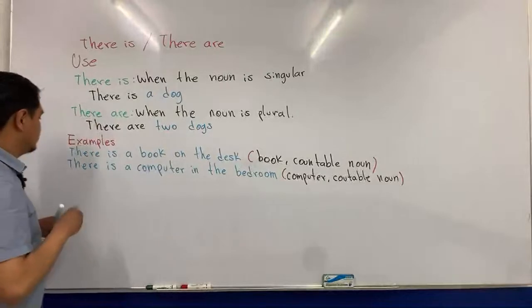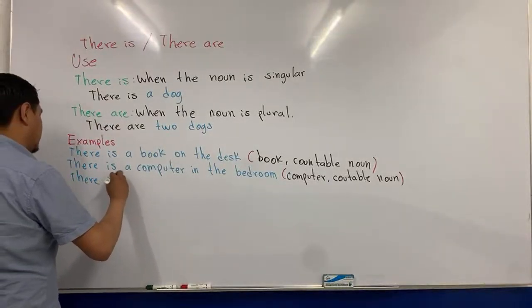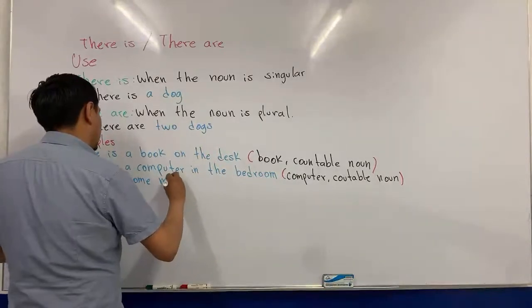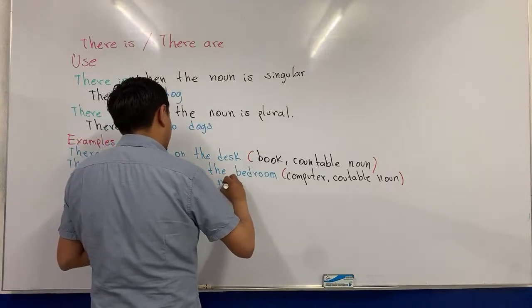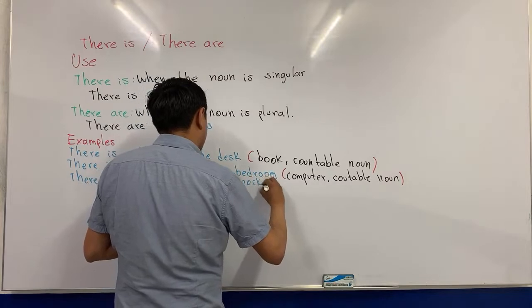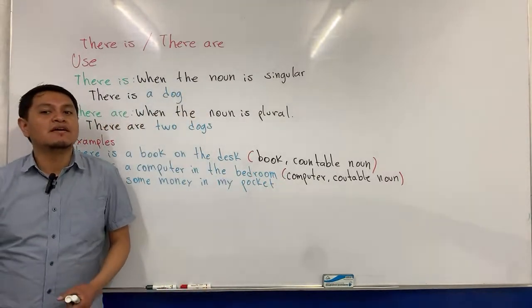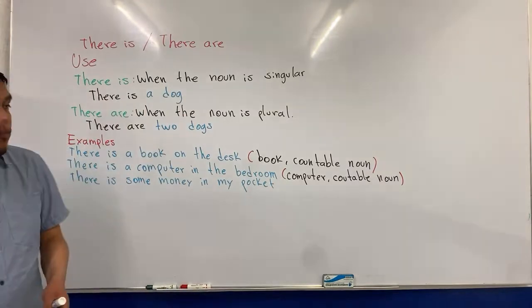Another example, there is some money in my pocket. A little. There is some money in my pocket. Money, uncountable noun.